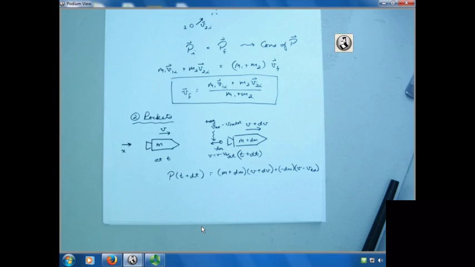That is this piece that it lost. So it lost some mass.